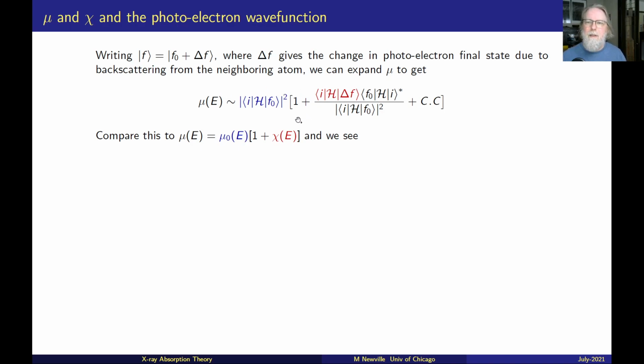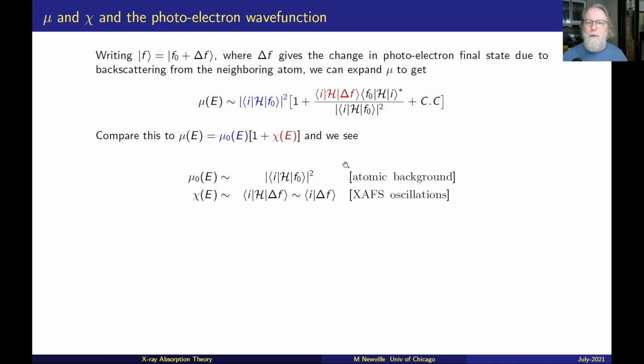We can expand this, and again, this is kind of hand wavy, a first approximation, but you can see that we can make that into a term that's basically the ground state, final state, the ground final state, just the normal part, and then this part that's the overlap of the initial state with the change in the photoelectron final state. And this is essentially chi. There are complex conjugates, and we'll just sort of hand wave through that.